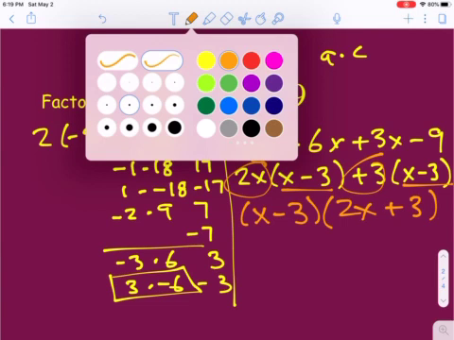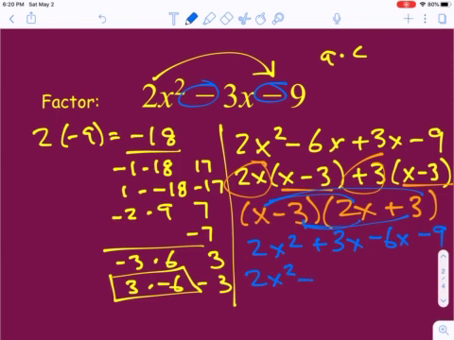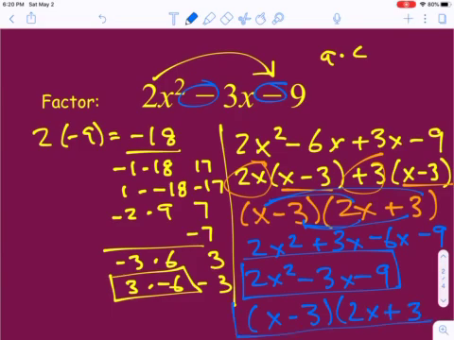So now we are going to do our multiplication to make sure we did this right. X times 2x is 2x squared. So outside, 3x inside, negative 6x, and then last, negative 9. Combine things together, and you get this, which looks remarkably like what we had before. So that means that my finished answer is indeed this right here.